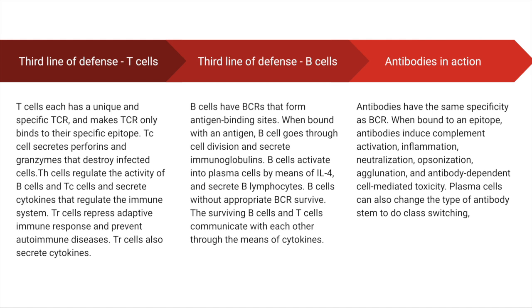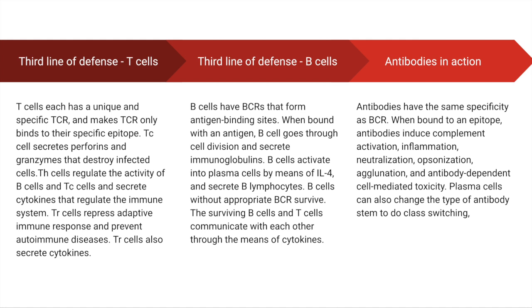Earlier, we have discussed that activated B cells can differentiate into plasma cells. Plasma cells are able to secrete immunoglobulins, and one kind of immunoglobulin is antibody. Antibodies have the same specificity as BCR. So, when bound to an epitope, antibodies induce complement activation, inflammation, neutralization, opsonization, agglutination, and antibody dependent cell mediated toxicity.